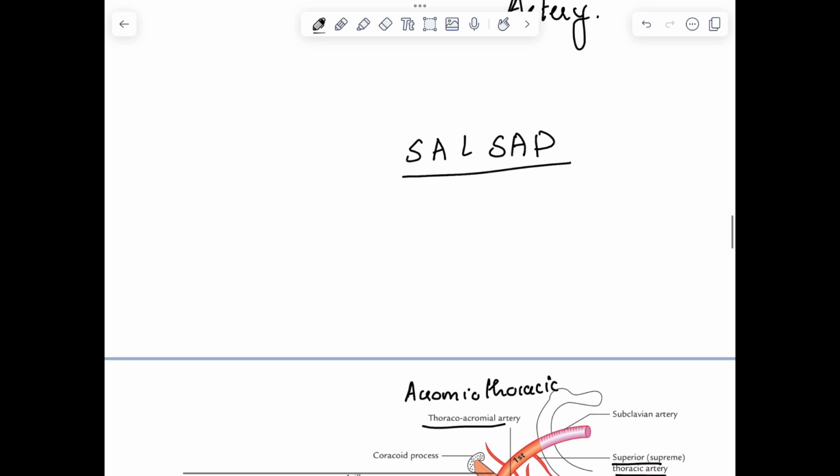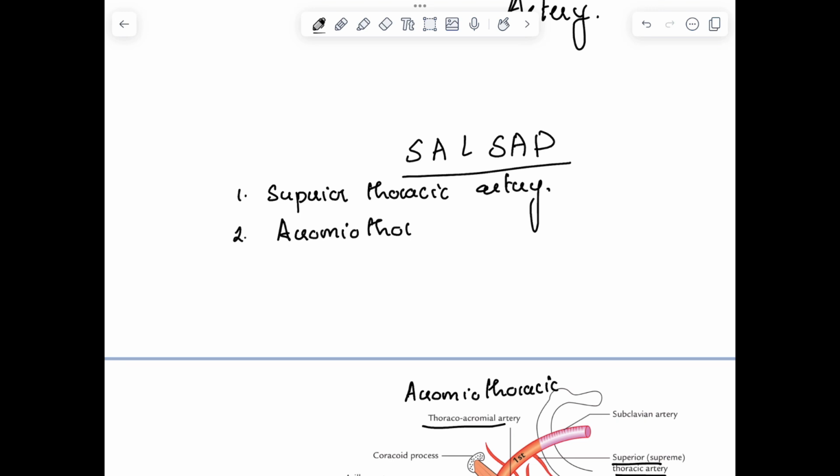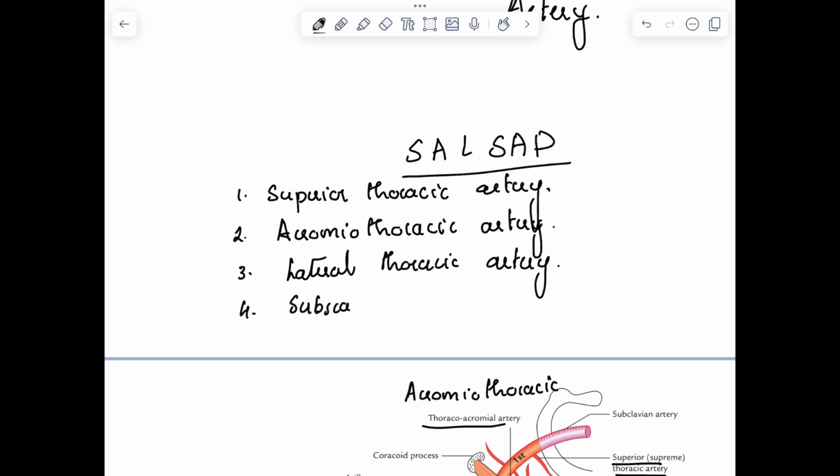So we have S, which is the superior thoracic artery. It supplies the pectoralis major and the pectoralis minor. Acromiothoracic splits into 4 branches. Remember it with the mnemonic A, P, C, D. So it is the acromial branch, the pectoral branch, the clavicular and the deltoid branch.